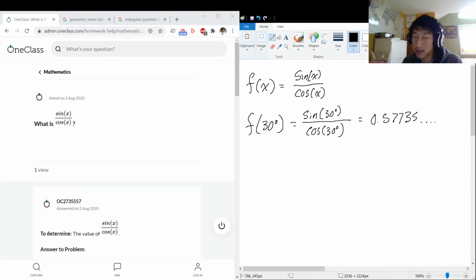You can treat this as a function, but let's say you're a little bit lazy and you don't want to type this all into your calculator. Oh my goodness, typing that many buttons, unacceptable. We can do something to this to make it simpler. Sine divided by cos x.